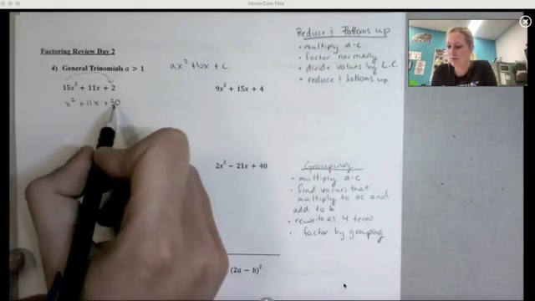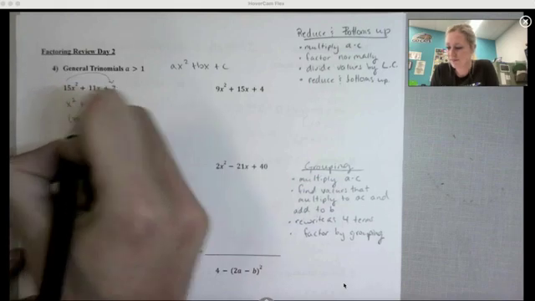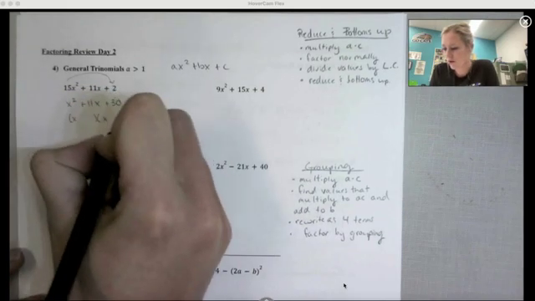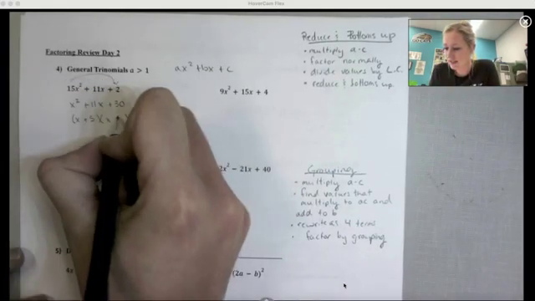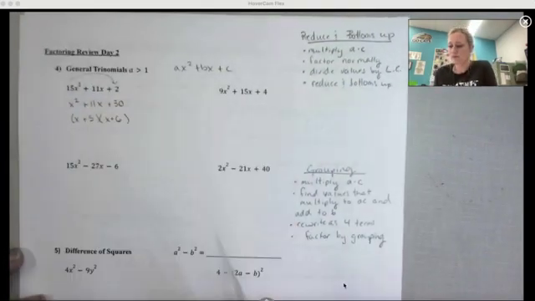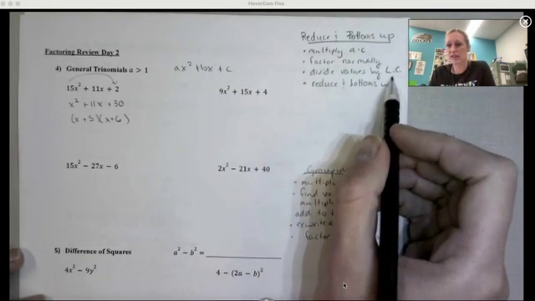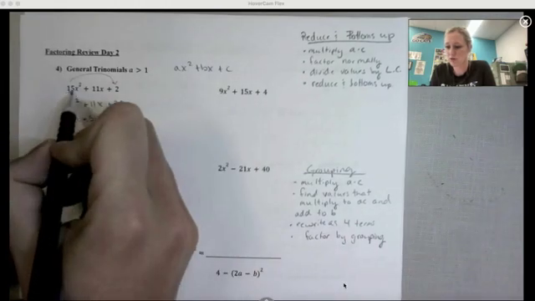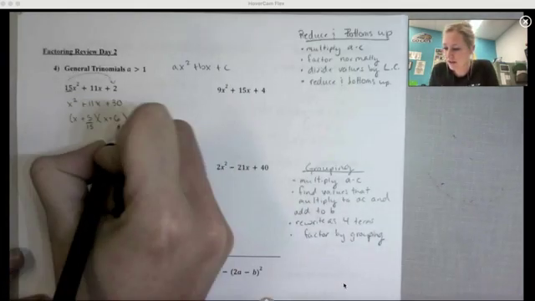I'm looking for numbers that multiply to be 30 and add up to be 11. So numbers that multiply to be 30 that add to be 11 would be 5 and 6. Okay, so now it says divide values by LC. What this stands for is the leading coefficient. So my leading coefficient was 15, so I'm going to come through and divide by 15.